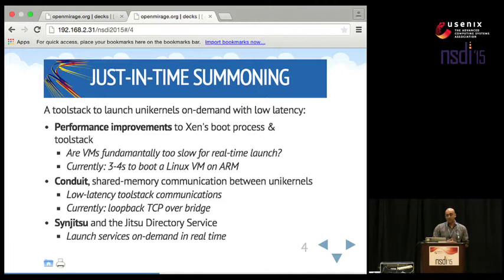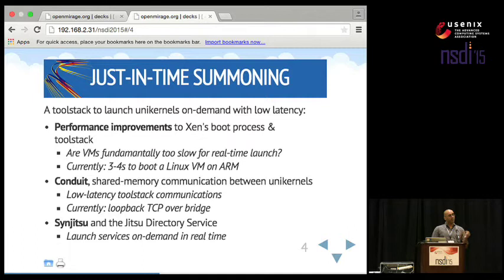In the case of Unikernels, you can, in theory, run tens of thousands because they're all tiny with very little resource requirements, but you still have the latency of those data center assumptions that are baked into Xen right now. So the first thing we did was to do a number of performance improvements to Xen that I'll describe.